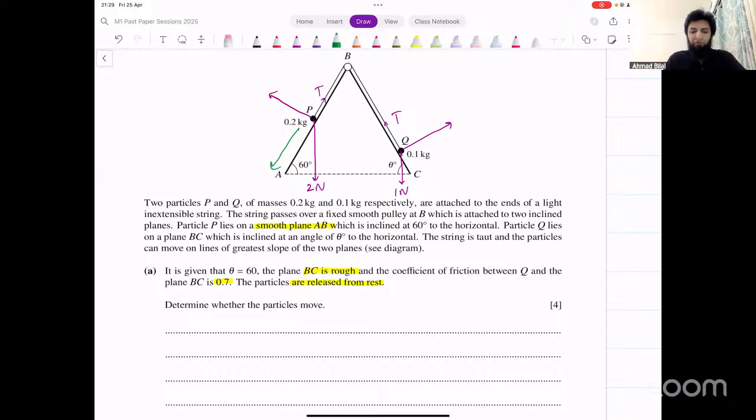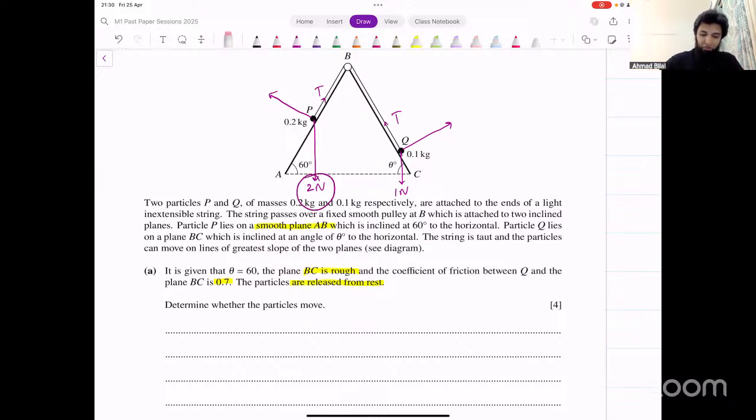right? Otherwise, you'll have to find components. You can find components of the weight as well. You have the weight component here because they are not telling us in which direction the objects could start moving, right? So we have to figure that out ourselves. In which direction would they start moving? How do you figure that out?